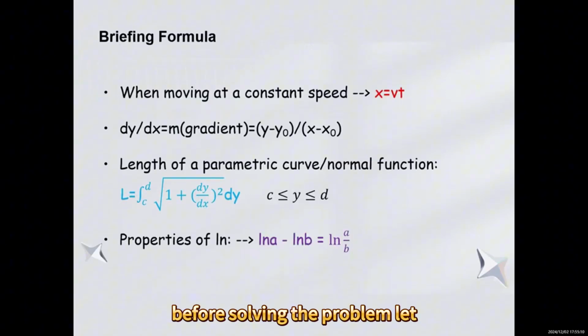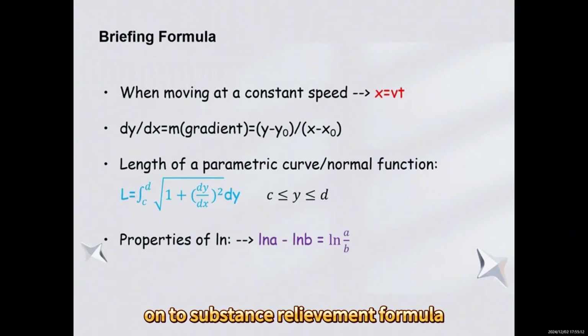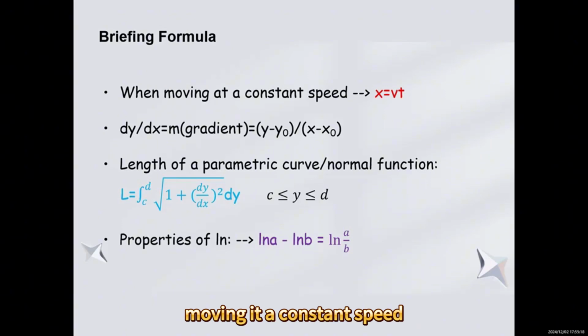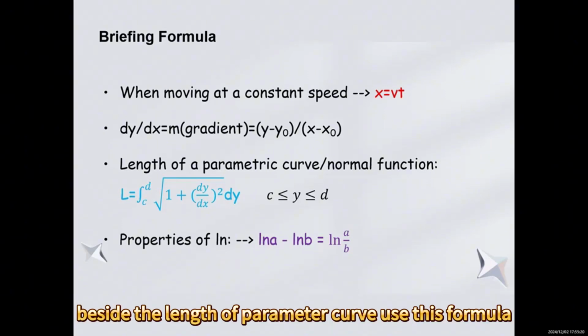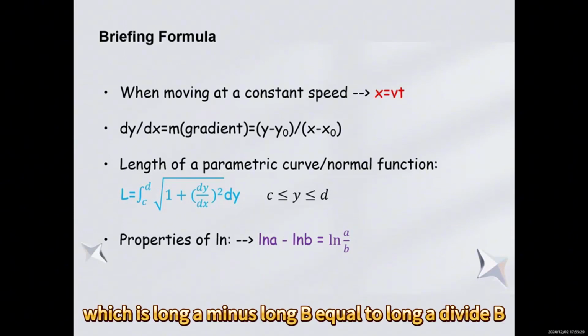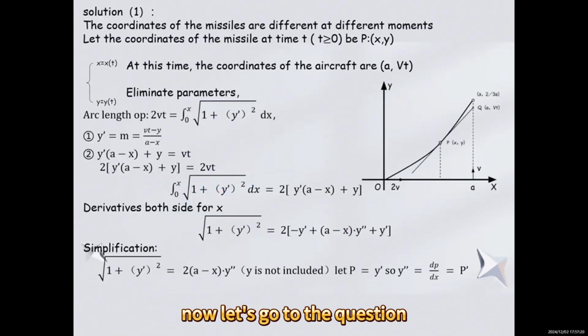Before solving the problem, let's go over certain relevant formulas. The first formula is x equals vt, which is based on moving at a constant speed to find the distance. Besides that, for the length of a parametric curve, we use this formula, and the log formula, which is ln a minus ln b equals ln (a divided by b). Now let's go through the question.